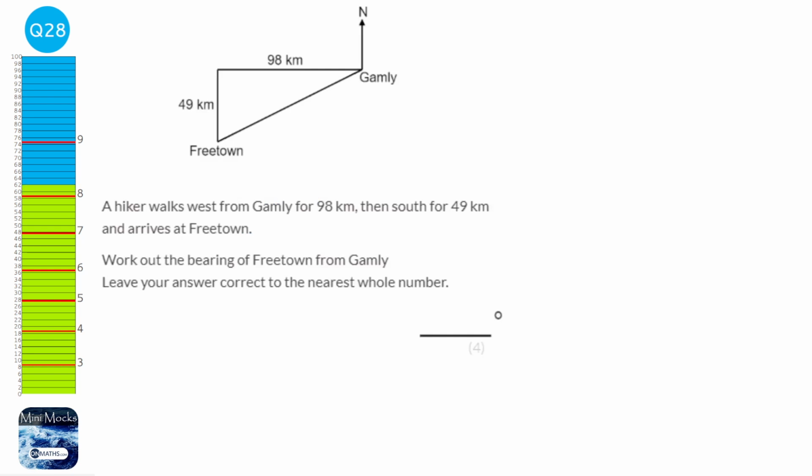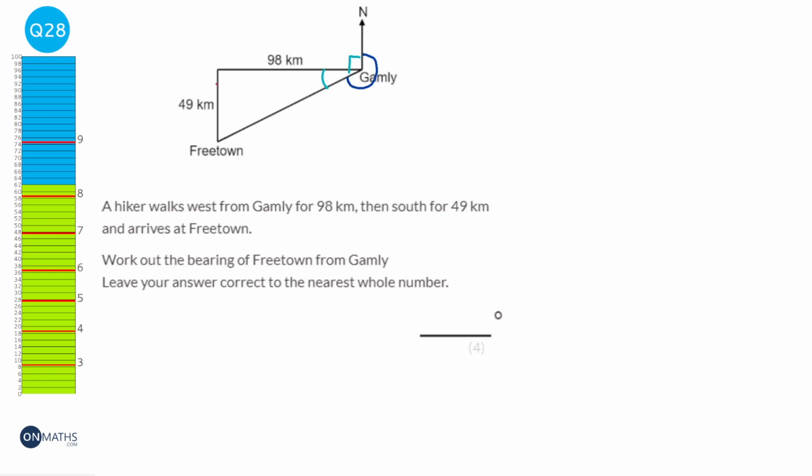So we're asked to find the bearing of Freetown from Gamley. So that is this angle here. And so what we're going to do is find this angle, and this will obviously be 90 degrees because the hiker walked west, and it's against the west line and the north line, so it's definitely 90 degrees. So we can work out what the bearing is if we know that angle inside the triangle.